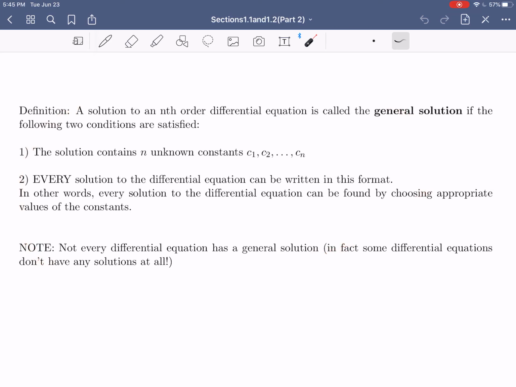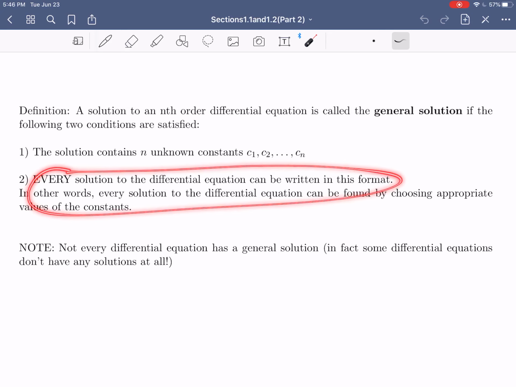A solution to an nth order differential equation is called the general solution if the following two conditions are satisfied. So there's two conditions that must be satisfied for a solution to be counted as the general solution. First, the solution needs to contain n unknown constants. So it has to have a number of unknown constants that match its order. These constants usually are labeled C1, C2 through Cn.